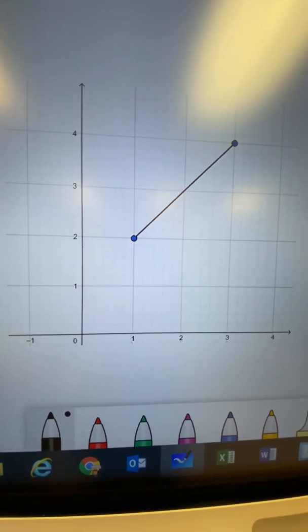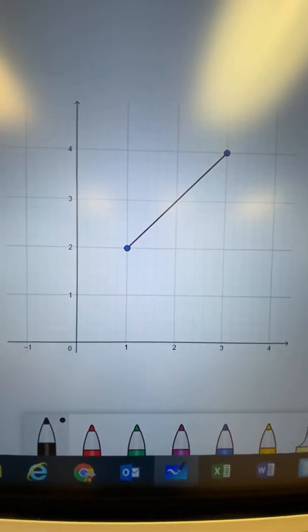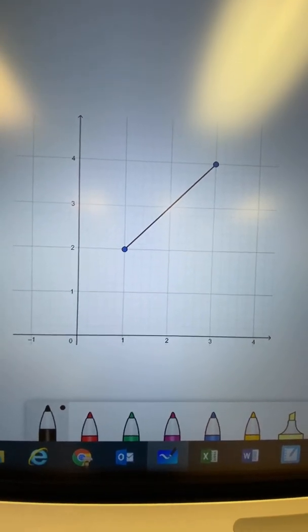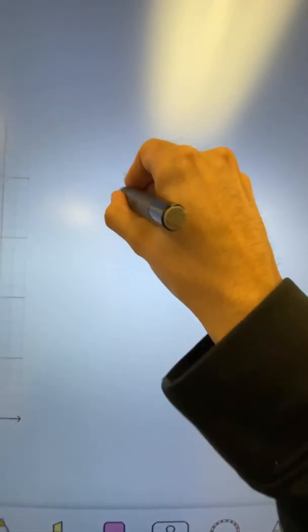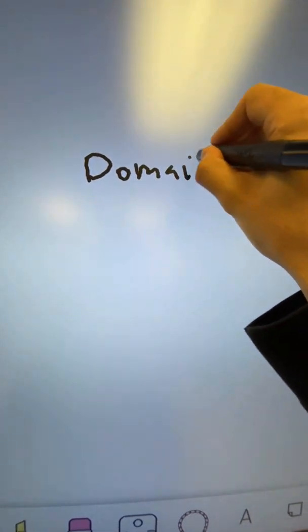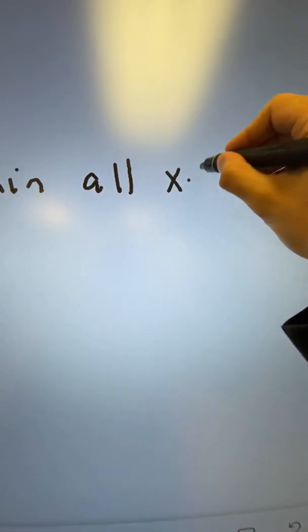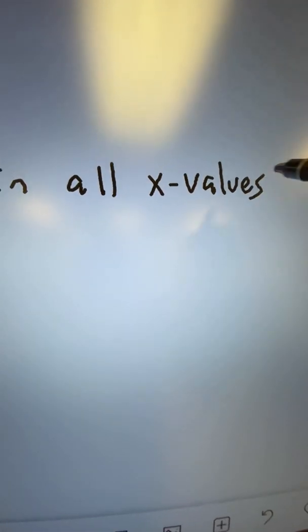I'm going to show you how to find a domain and range of a graph like this. So first of all, we have to understand what the domain is and what the range is. So let's write that down. The domain is simply looking for all the x values that exist in the relation.